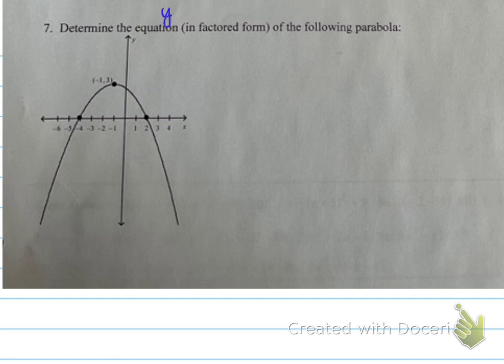One more time, y equals a, x minus p, times x minus q, represents our parabola in factored form. So we need to find our values. What are we going to do? We are going to identify the different parts. This is P. This is Q. This is my vertex.